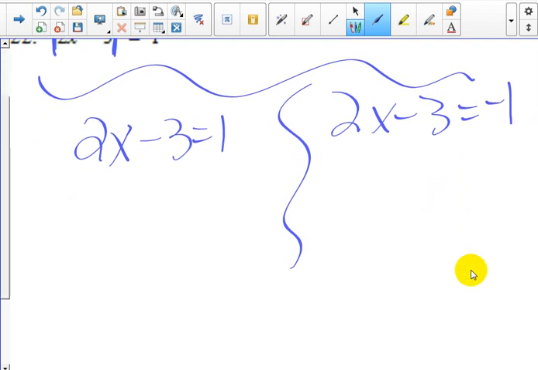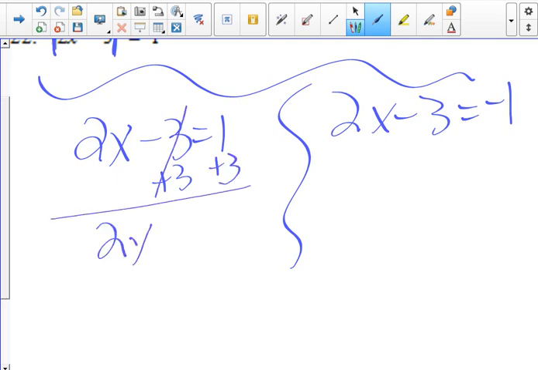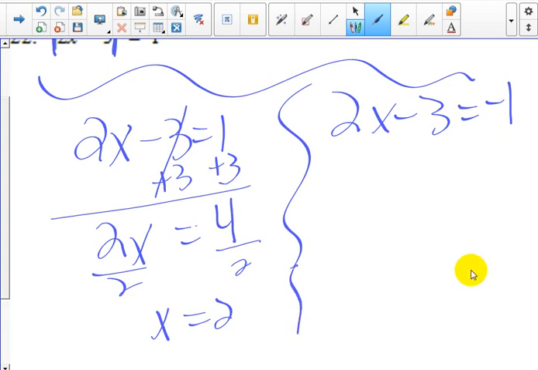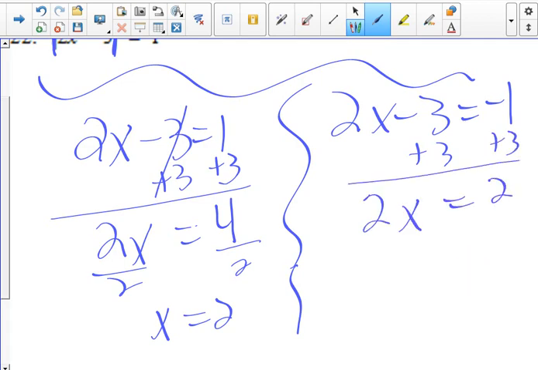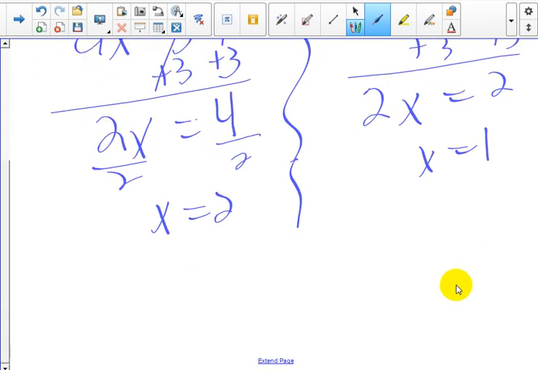Okay? So when we do that, let's just solve the left side first. So add 3 to each side. And you get that 2x equals 4. Divide each side by 2. And you get that x equals 2. So there's part of our answer. All right? And then on the other side, add 3 to each side. And you get 2x equals 2. Divide each side by 2, and you get x equals 1. So there's our two answers.